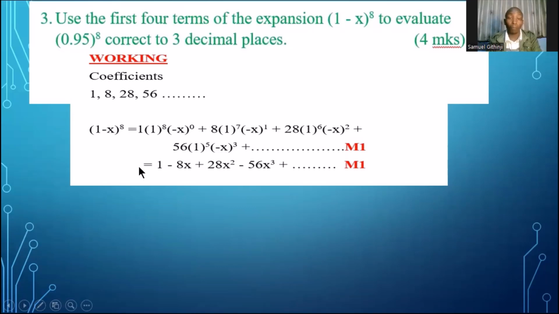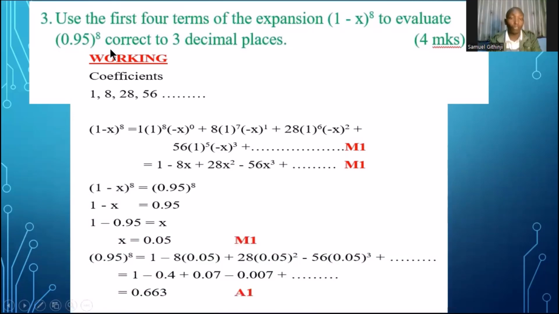So you're supposed to use this expanded form here to get the answer to 0.95 raised to power 8. So how do you go about that? We equate what is in the bracket here. What is in bracket, 1 minus x, should be the same as 0.95 there. With that, we are aiming at getting the value of x. So as you can see what I've done here, my student, 1 minus x is 0.95. Therefore, x will be 0.05.